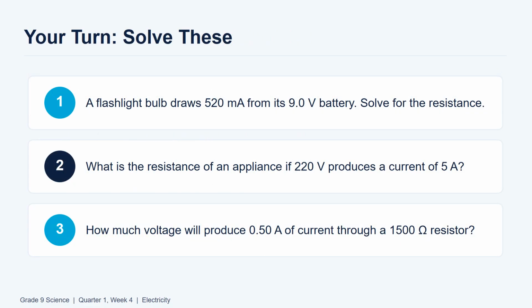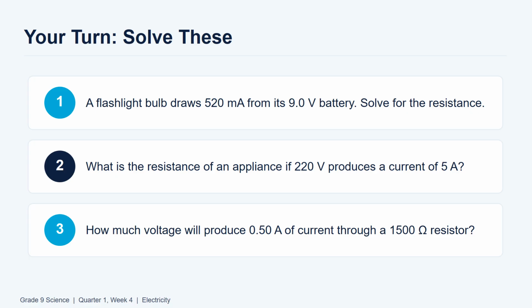Now it's your turn to apply what you've learned. Here are 3 problems to solve. Number 1. A flashlight bulb draws 520 milliamperes from its 9.0 volt battery. Solve for the resistance. Number 2. What is the resistance of an appliance if 220 volts produces a current of 5 amperes? Number 3. How much voltage will produce 0.50 amperes of current through a 1500 ohm resistor? Take a few minutes to work through these on your own or with a partner.